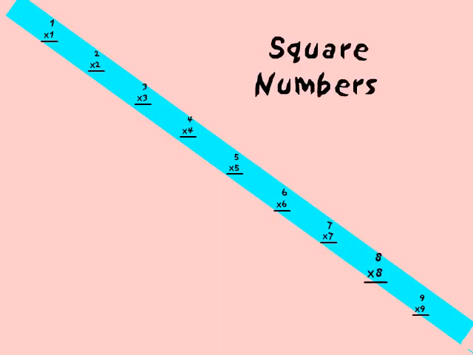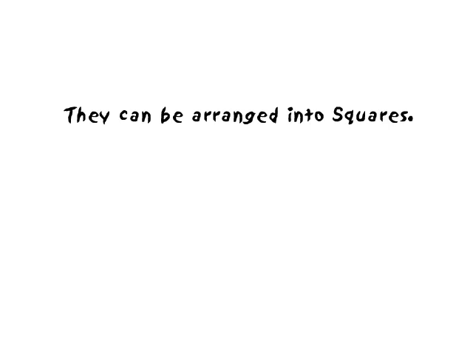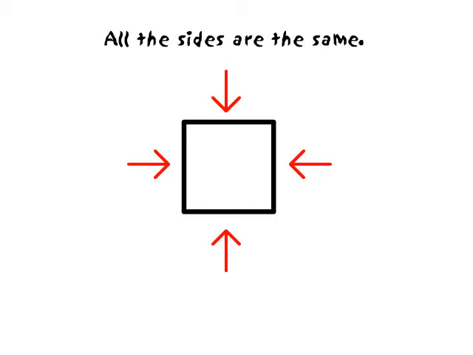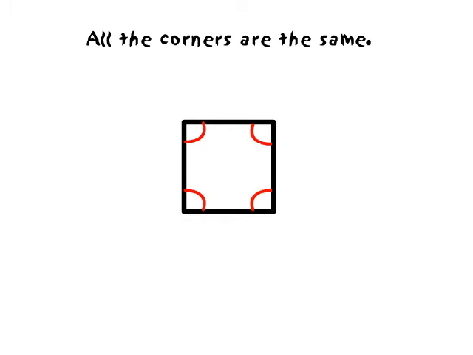7 times 7, 8 times 8, and 9 times 9. They're called square numbers because they can be arranged into squares. Now, some of you may ask, what's a square? Well, it's a four-sided figure where all the sides are the same length and all the corners look the same. That's a square.